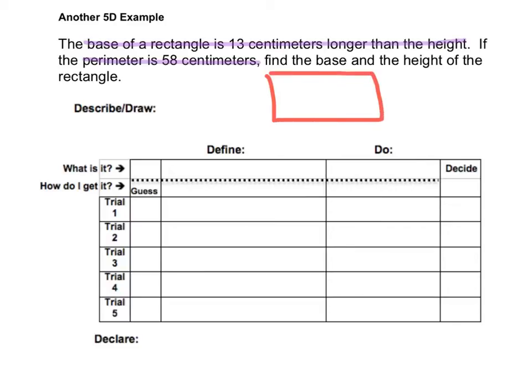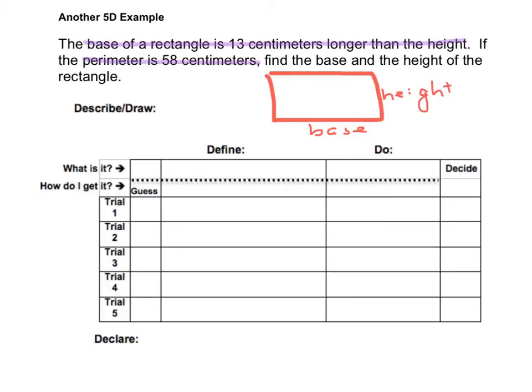And sometimes, especially when we're talking about perimeter, it's really nice to see a picture. Alright, so the base of the rectangle is 13 centimeters longer than the height, and the perimeter is 58. So here's the base. Here's the height. Maybe that'll help me out.